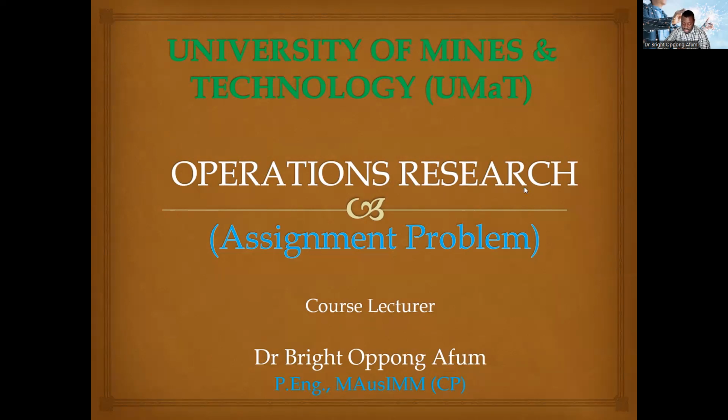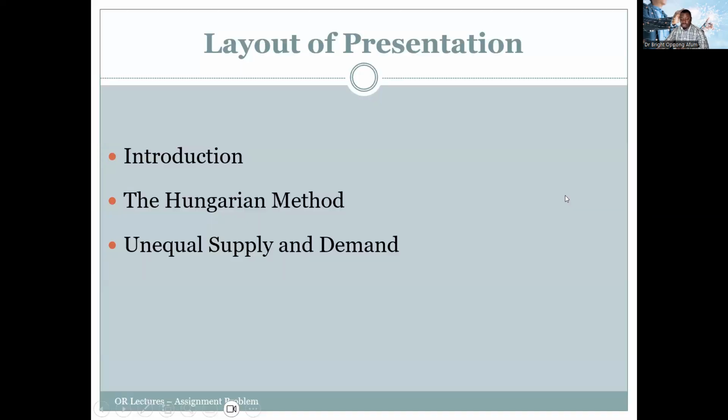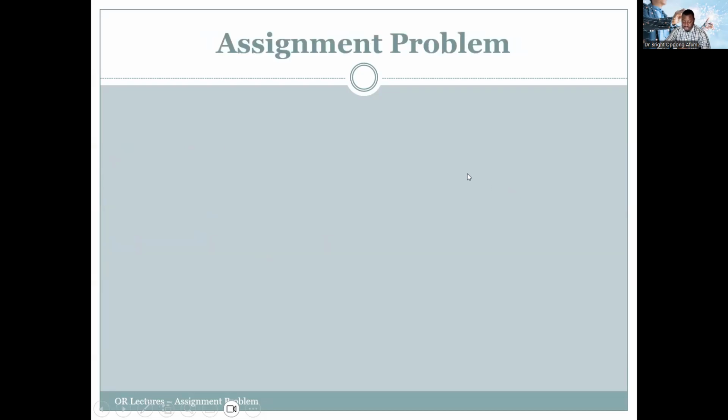So let's look at the assignment problem. We shall introduce what we mean by assignment problem. Then there is a way to do an assignment or to allocate resources using the Hungarian method. Then we'll look at typical real-world problems, or typical problems when the number of supplies is different from the number of demands. So let's look at it.